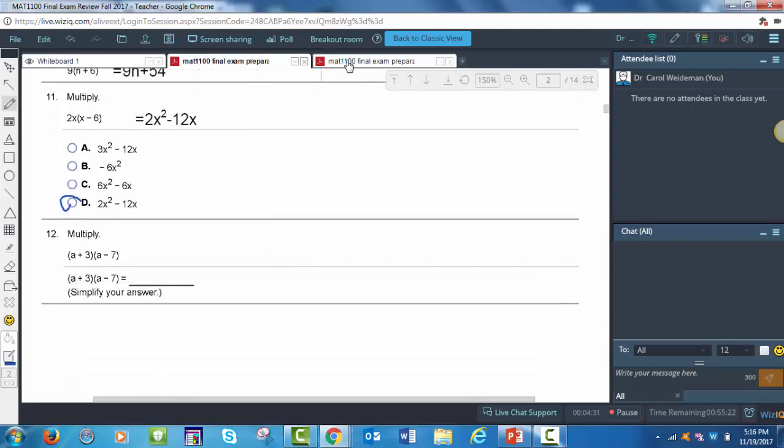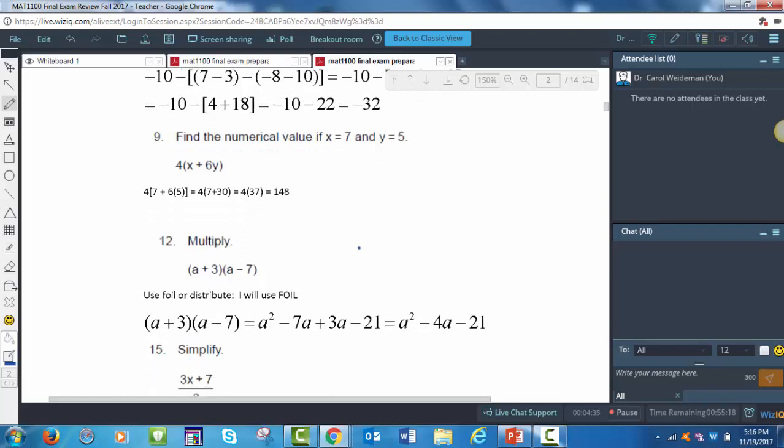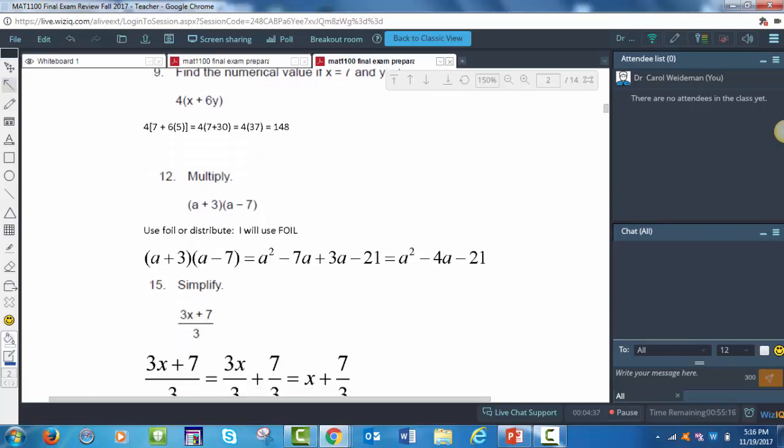Okay, number 12, I'm going to go to my detailed solutions. For number 12, we could distribute or FOIL. I chose to use FOIL, so when I multiply, I take the first times the first, which is a squared, minus the outer, minus 7a, plus the inner, plus 3a, and then minus 21, the last. Combine the two a terms, so I end up with a squared minus 4a minus 21. Let's go back over here for number 13.